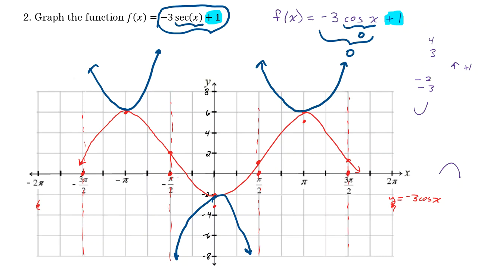Hopefully you do understand. Okay, so the big takeaway here is when we have a vertical shift with secant or cosecant, we need to determine our vertical asymptotes before we do our shifting.